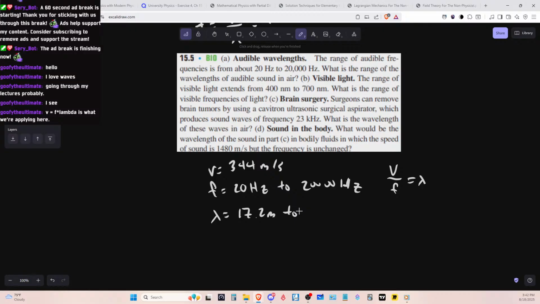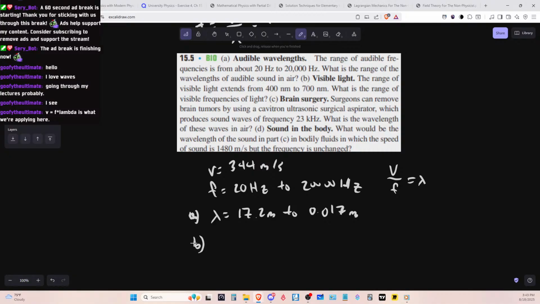Okay, so if we take the speed of sound, take 20,000 hertz, that's 0.0117 meters. So the more the frequency increases, the less the wavelength extends. So that's a good behavior to keep in mind. So what is the range? So this is A. That's the range.